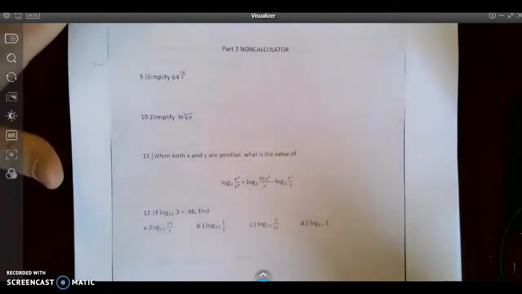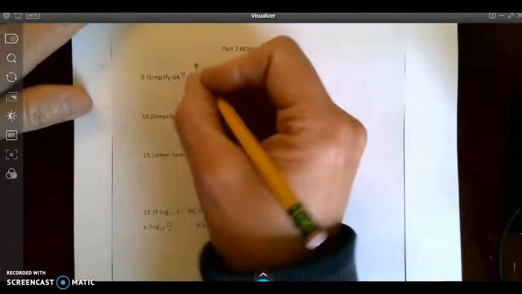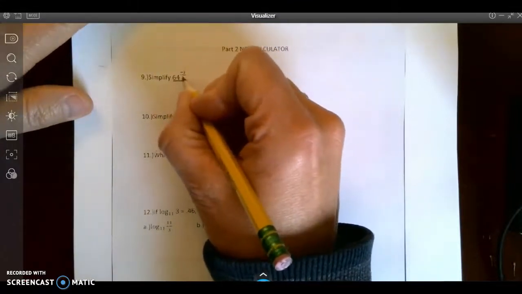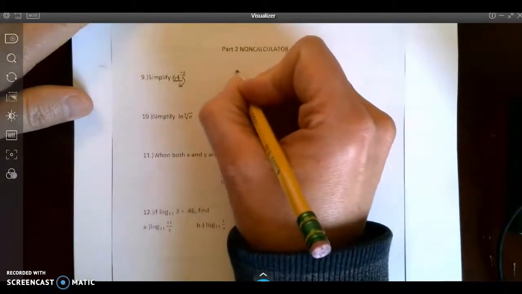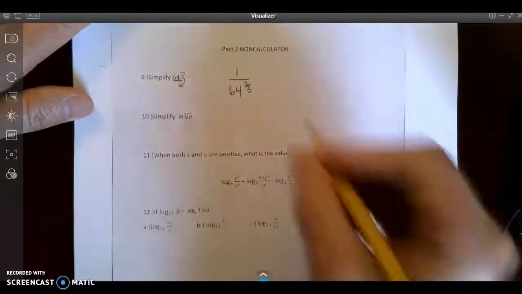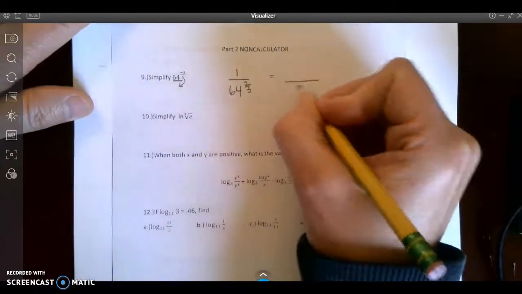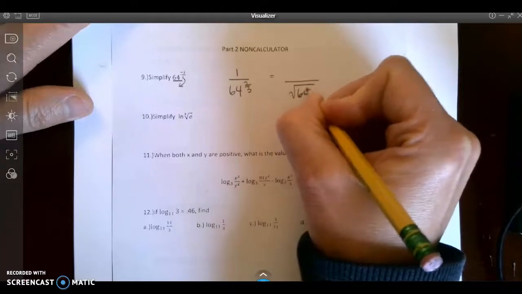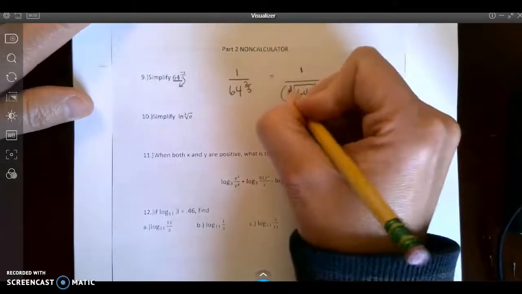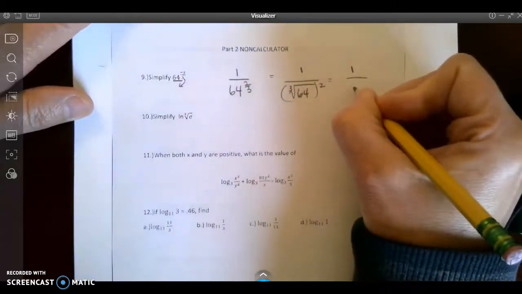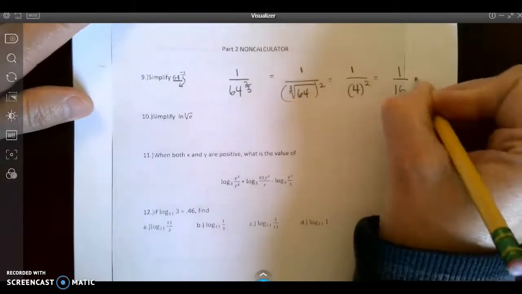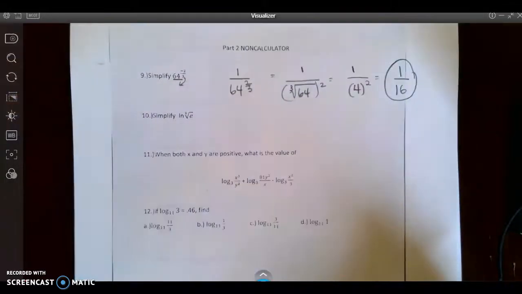Simplify 64 to the negative 2/3. First thing I notice is that because it's a negative exponent, I'm going to cross the line and change the sign of the exponent. So it's going to be 1 over 64 to the 2/3. And then I'm going to do the root first. And then I'll do the power. And the cube root of 64 is 4. And then when I square that, I get 16. So my final answer is 1/16.